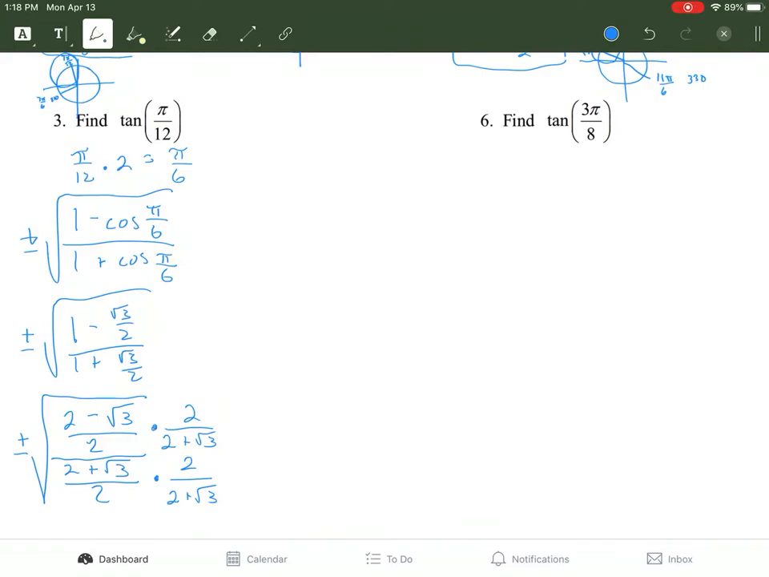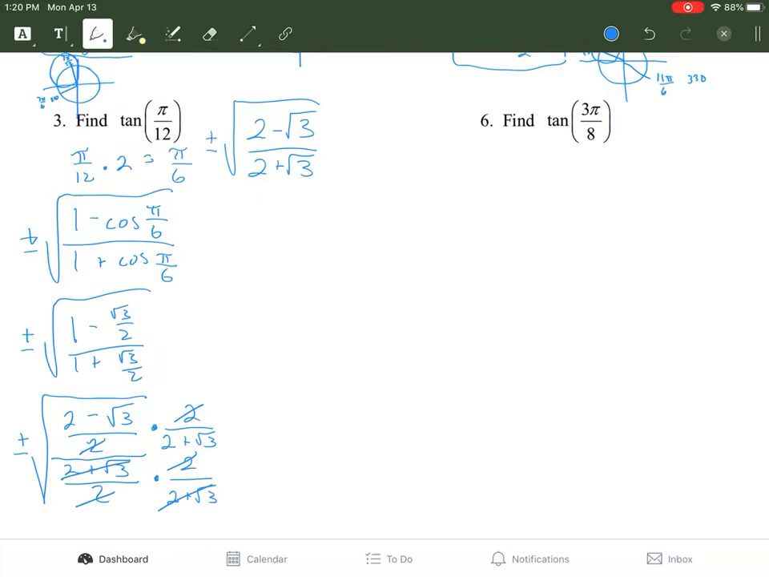What will happen is all the stuff from the bottom will cancel, and the other thing that will cancel will be the 2's here. Now 2 minus root 3 and 2 plus root 3, we saw this with the sum and difference for tangent. They are not the same thing, so you cannot just cancel them out. They have to continue on in our math journey here. So we have 2 minus root 3 on the top and 2 plus root 3 on the bottom, with a big square root with a plus or minus in front.